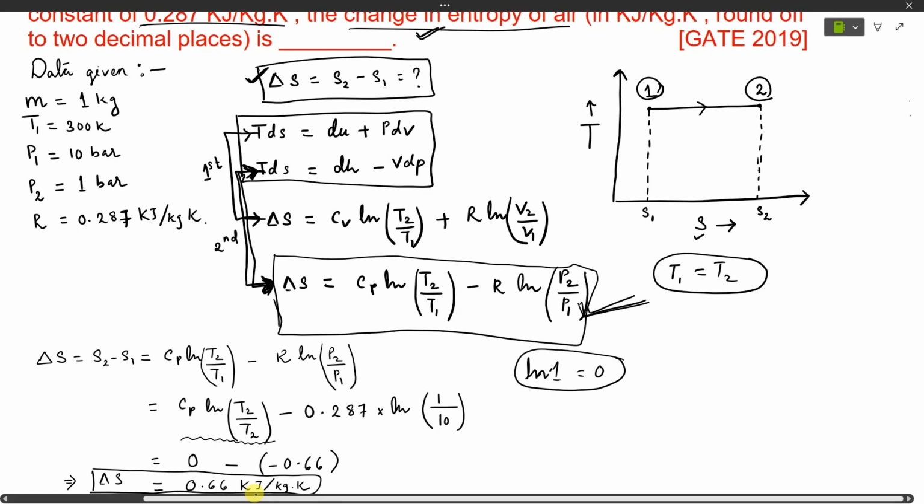This problem showcases how we apply fundamental principles of thermodynamics to real world scenarios. I think the concept of the change in entropy is now clear.